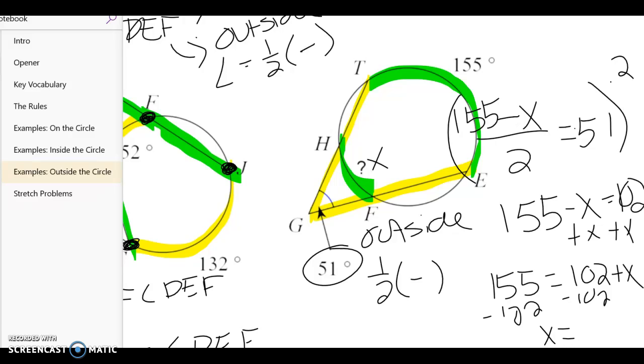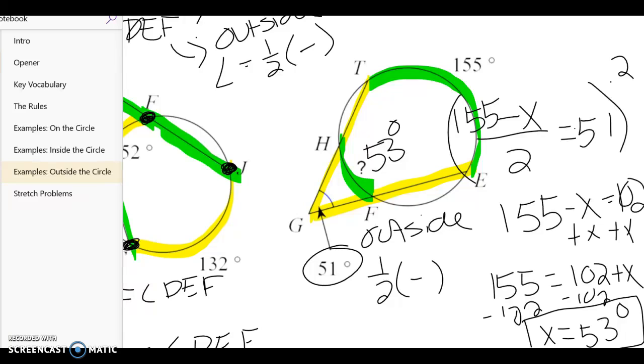So X has to equal 53 degrees. So that arc here, instead of calling it X, now we know what the answer is. This arc has to be 53 degrees. Now you have one more example to do. And I want you to try that on your own, okay?